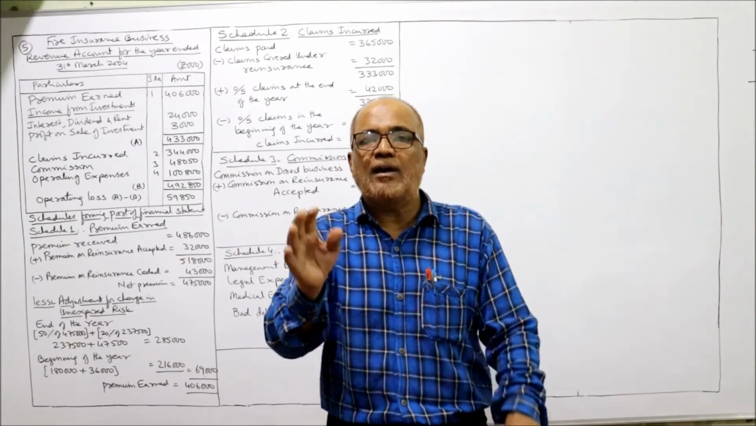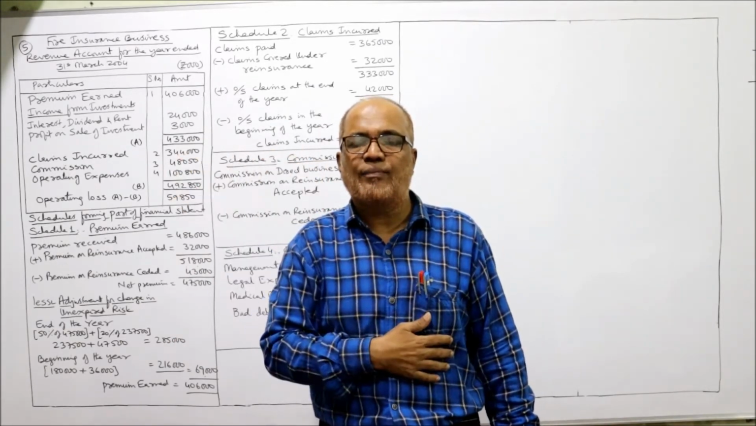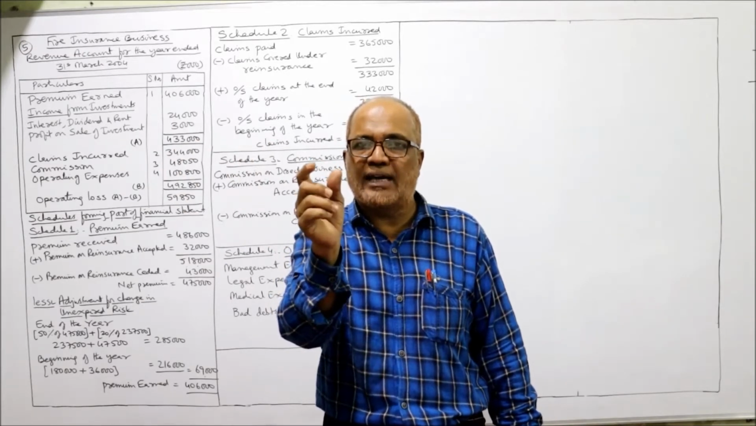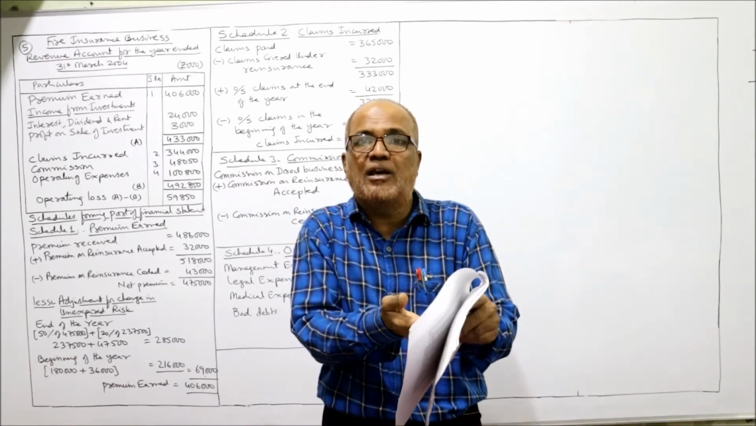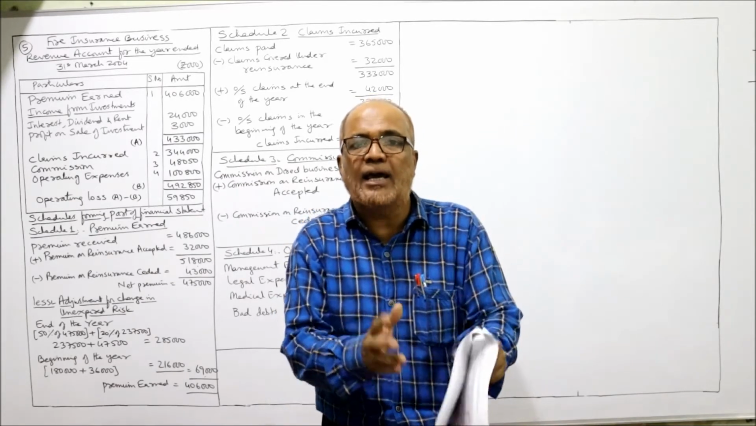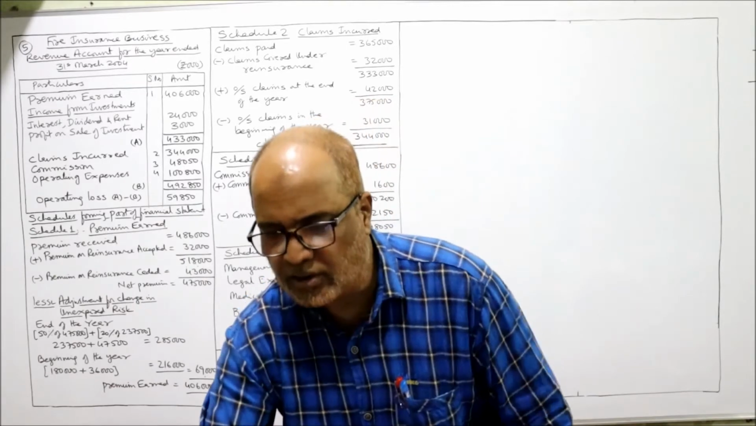So at the beginning of the year, 50% statutory reserve, and whatever statutory reserve we get, of that 20% will be the additional reserve. That was at the beginning of the year. Same rule we apply at the end of the year. That's all. This is the problem.